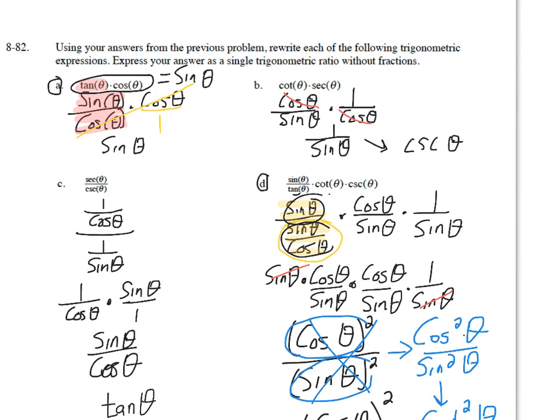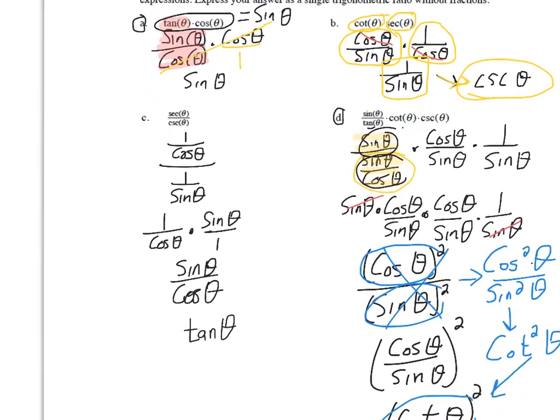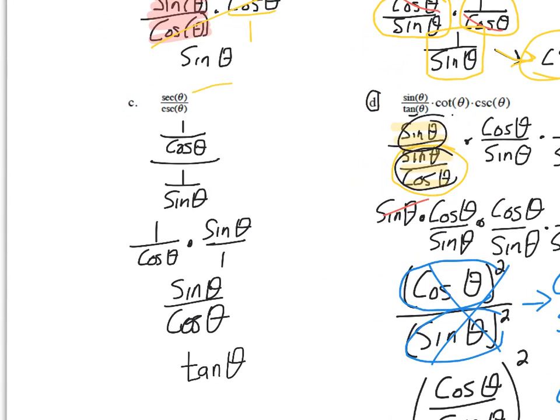In part B, we have the cotangent of theta times the secant of theta. Cotangent of theta is the same as cosine over sine. Secant is the same as 1 over cosine. This allows us to cancel the cosines, and we're left with 1 over the sine of theta. That is equivalent to the cosecant of theta. Now in part C, we're starting with the secant of theta divided by the cosecant of theta.